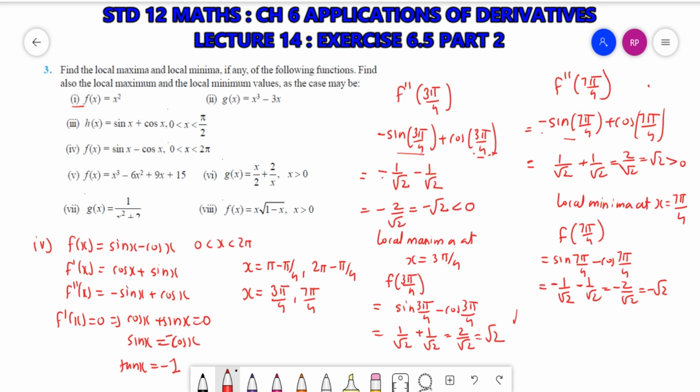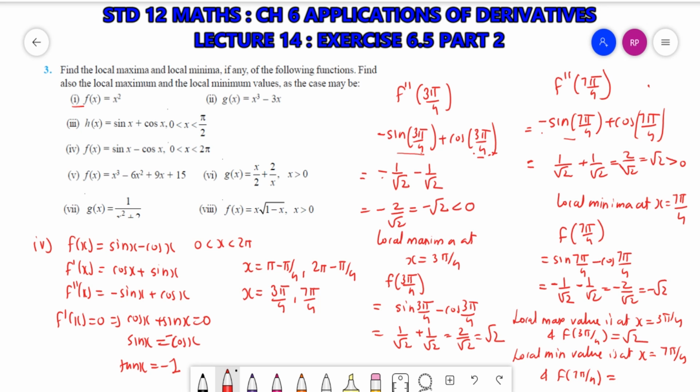So the maximum value is plus root 2 and the minimum value is minus root 2. So I can write down that local maximum value is at x equal to 3 pi by 4 and f of 3 pi by 4 equal to root 2, and local minimum value is at x equal to 7 pi by 4 and f of 7 pi by 4 equal to minus root 2. Clear? So this was about the third sum of question number 3. Just note it down.